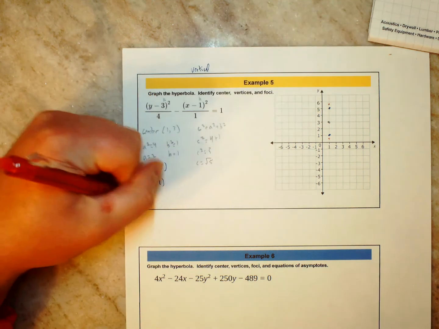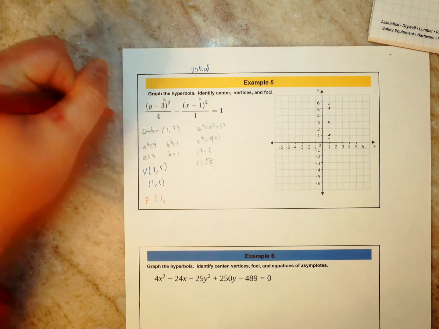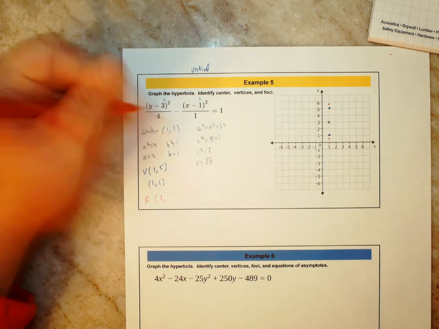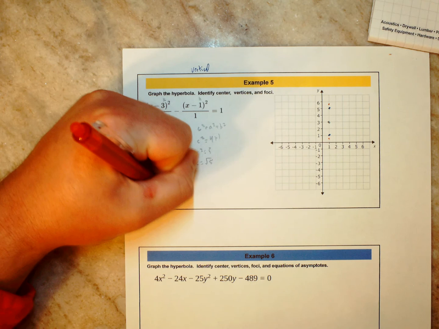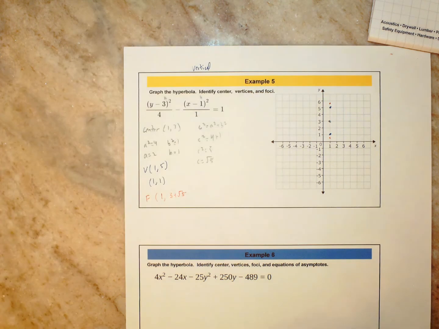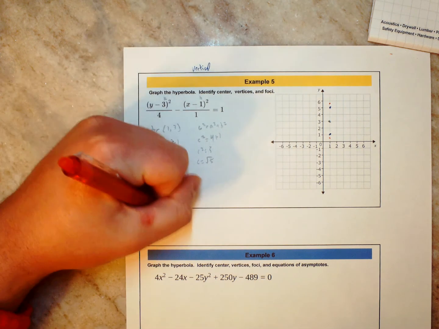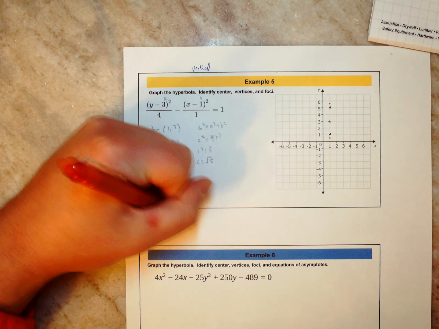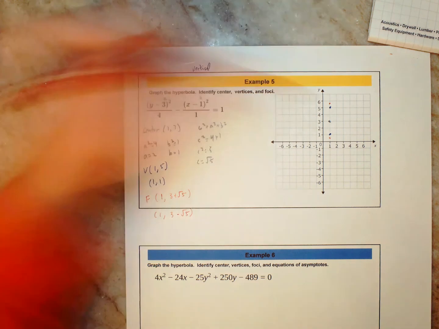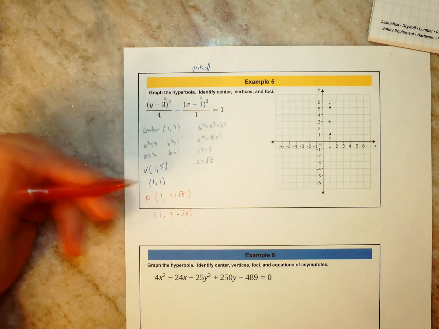And when you write your foci, you can say you went over 1 still, and now you went 3 plus √5. And then you went over 1, 3 minus √5. So basically from the center, you went up √5 and down √5. And you can type that in the calculator or leave it like that.